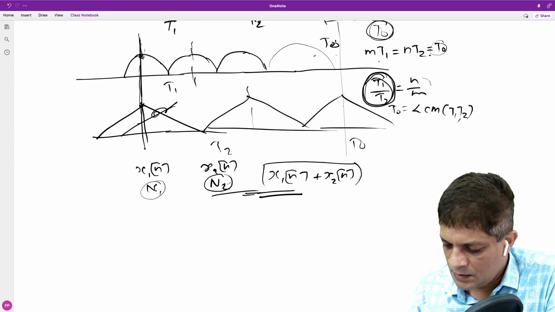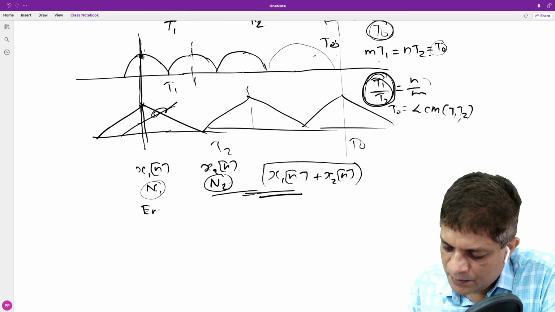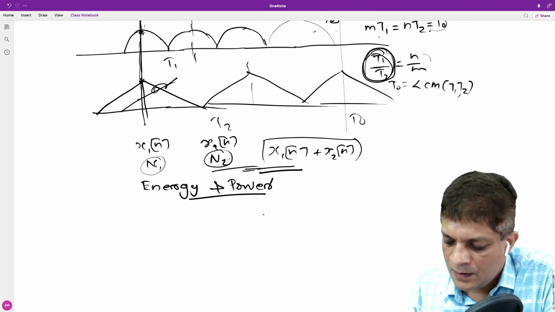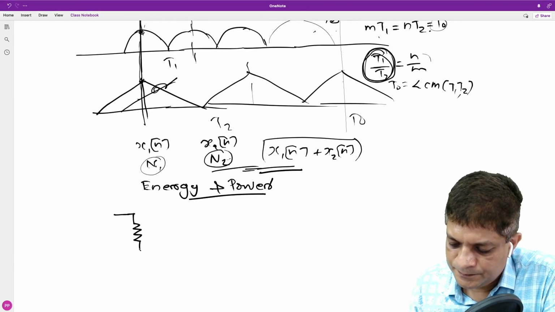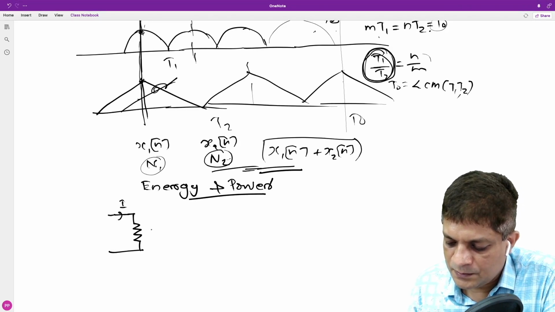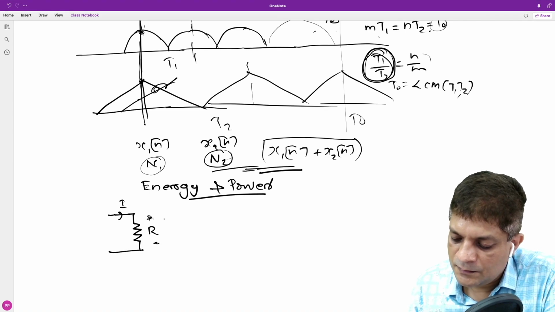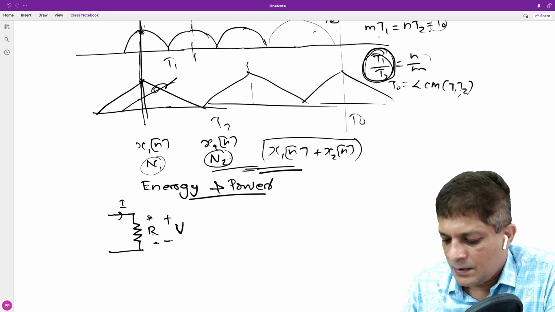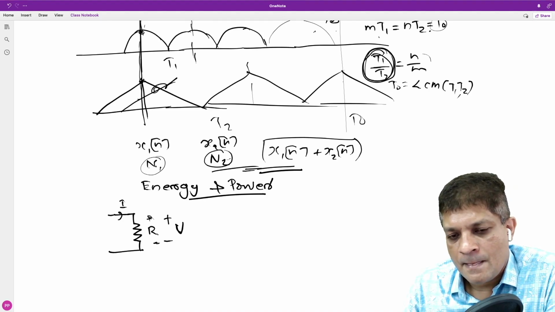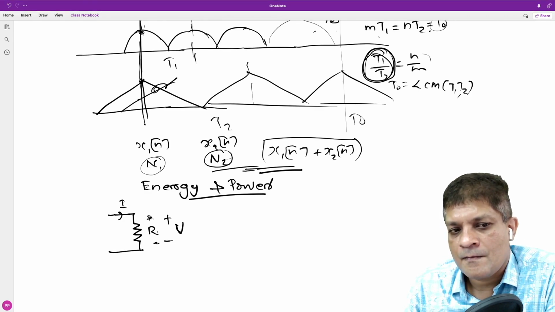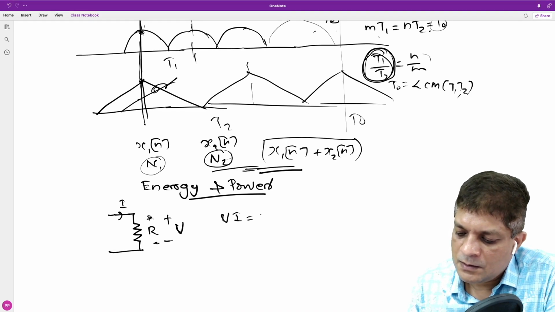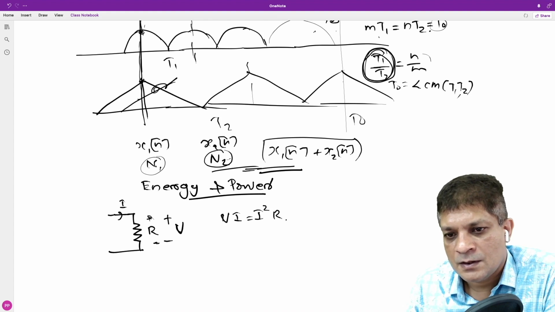Okay, that is another classification, and the next classification is based on energy and power. If we consider a simple resistor, let's say I is the current flowing through this resistor, and the voltage across the resistor is V volts. Now, what is the power dissipated in this resistor? It is VI, that is equal to I square R, isn't it? That is the average power.